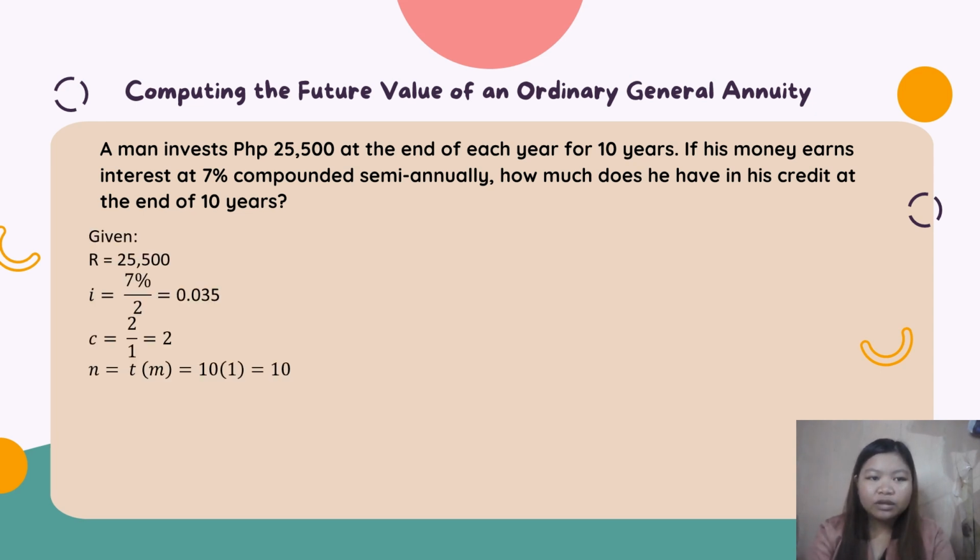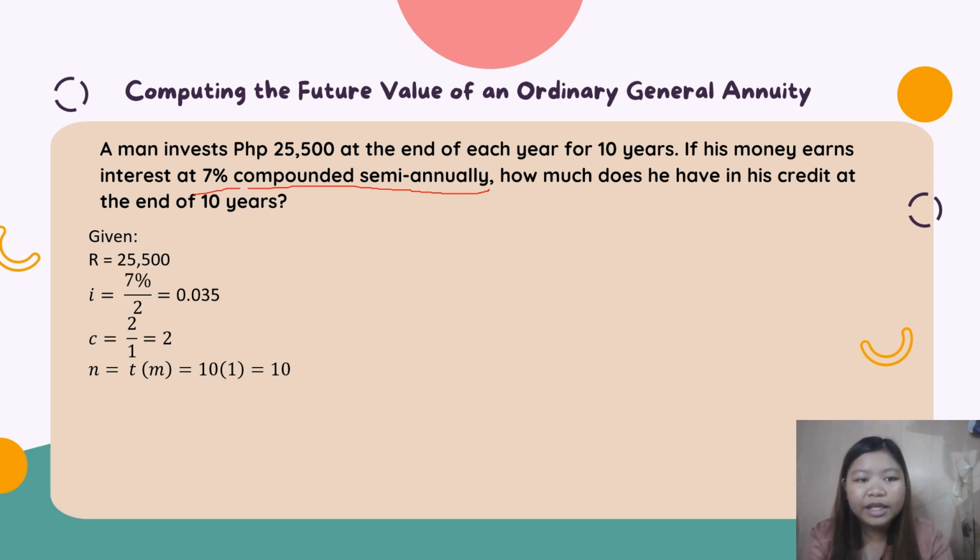Very good. So, our given is R, which is equal to 25,500, and our I is equal to 7% over 2 because it is interest at 7% compounded semi-annually. Semi-annually is 2. Then we will divide it. Use your scientific calculator. So we have 0.035.